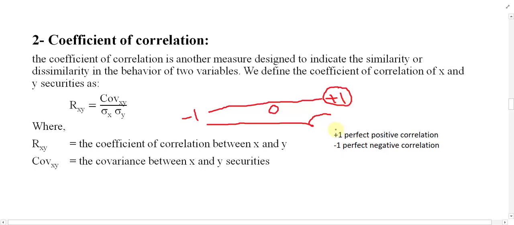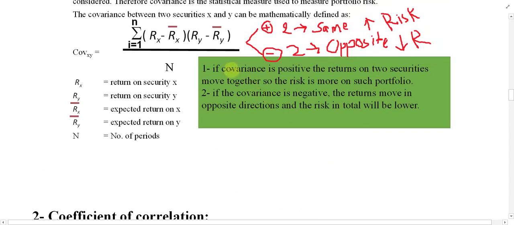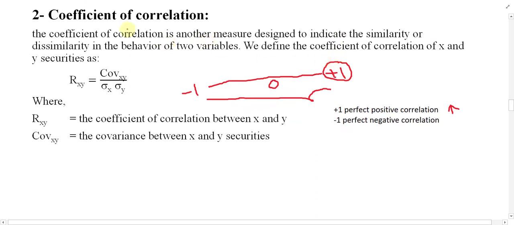So definitely, if you invest in these securities, the risk is much more. Why is the risk much more? Because the two securities which you have combined have 100% the same behavior. But if you remember the previous case, if the result of covariance is positive, we just said they have the same behavior. We could not say, for example, that 100%, or 40%, or 60% of their behavior is the same. But in the case of the coefficient of correlation, if the result is +1, it means 100% they have the same feature.